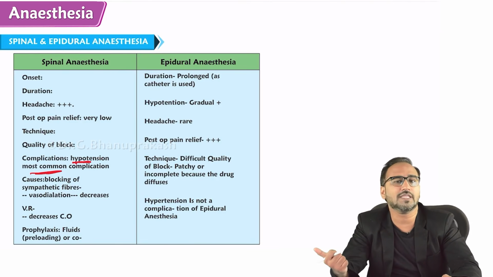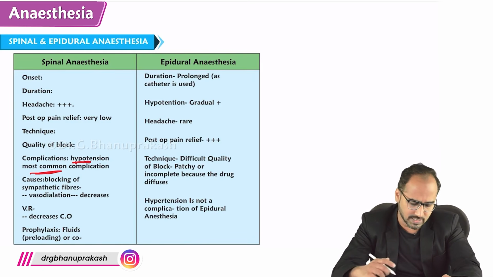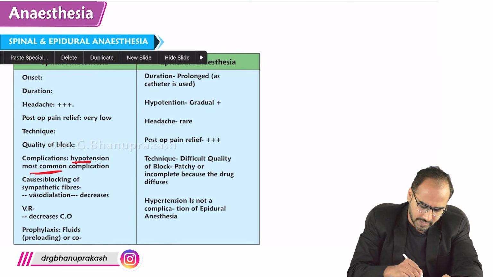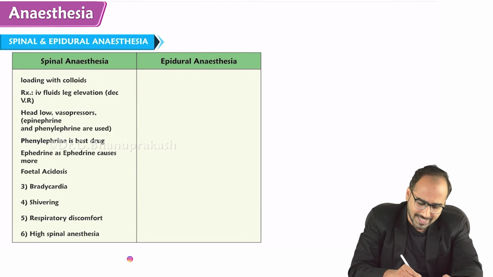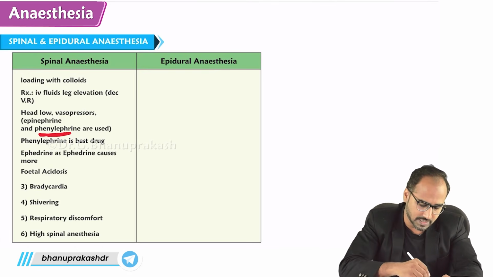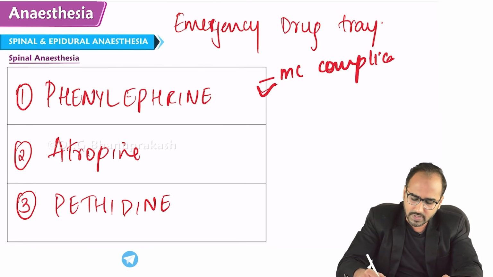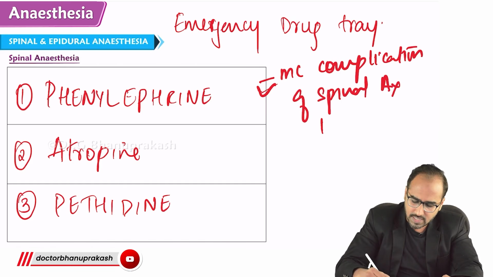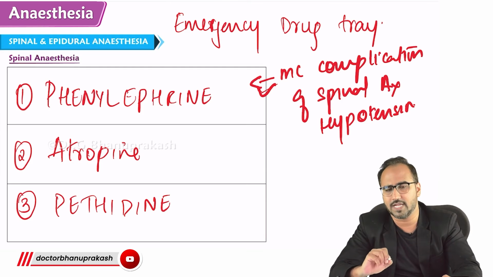But we have the drug to manage that hypotension. The drug of choice for hypotension in spinal is what? It is phenylephrine, right? In the emergency drug tray, the first drug which I kept was phenylephrine. Why did I keep this drug ready? Because the most common complication of spinal anesthesia is hypotension. To manage that hypotension, we have kept this drug called phenylephrine.